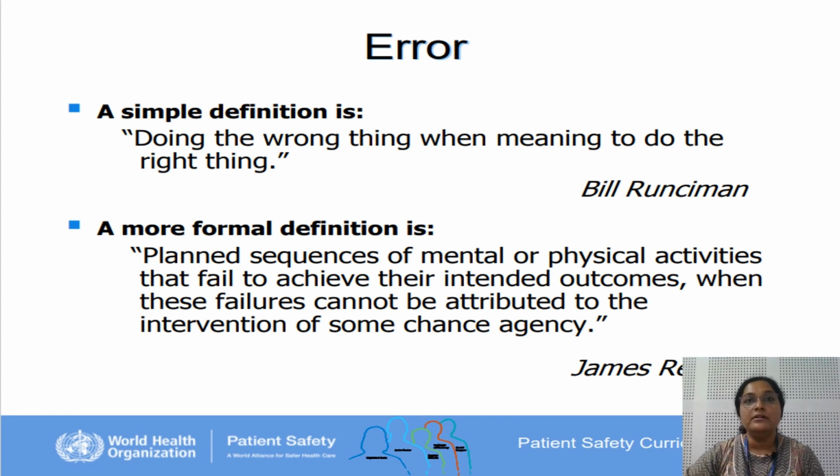So we have in an earlier module discussed a few definitions of the term error. Simply stated, errors are doing the wrong thing when actually meaning to do the right thing. James Reason's definition is that errors are planned sequences of mental or physical activities that fail to achieve their intended outcomes. And these failures cannot be attributed to chance factors.